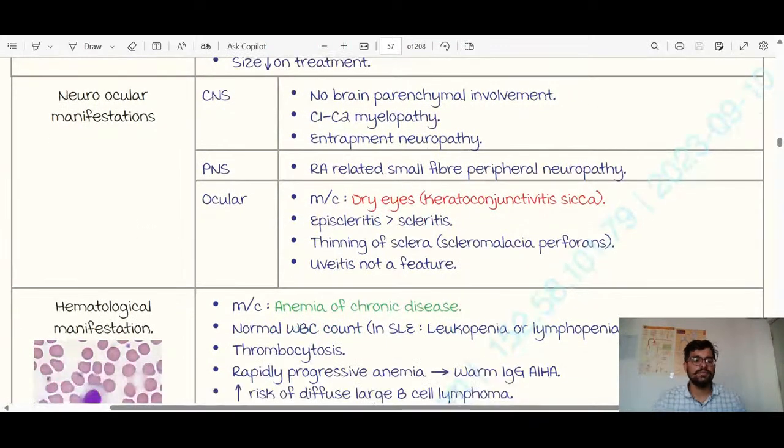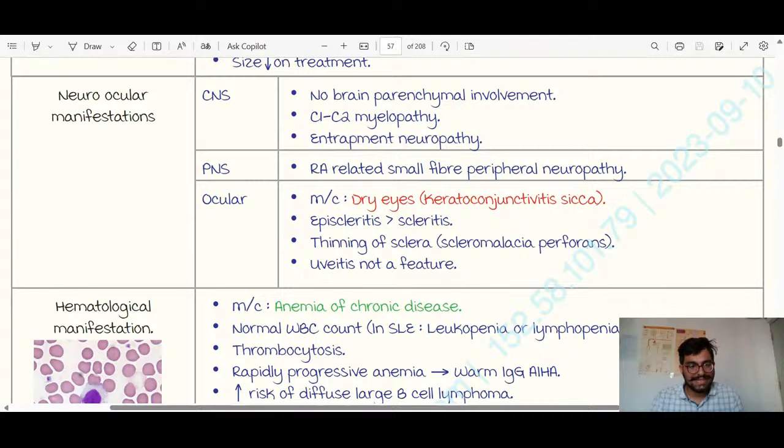Now another will be neuro-ocular manifestation. We have the CNS, PNS, central nervous system, peripheral nervous system, and ocular. In CNS, no brain parenchyma involved. In C1, C2, myelopathy takes place. Entrapment neuropathy will also take place. For PNS, RA-related small fiber peripheral neuropathy. In ocular, most common is dry eye, keratoconjunctivitis sicca. Remember, this is a very important point, as I've given in red letters. So we have to focus very much on this. You can see the dry eye or keratoconjunctivitis sicca.